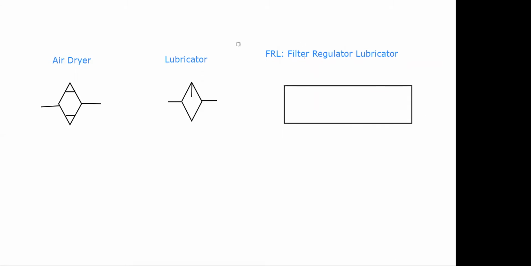Okay. So the first part is filter. Then what is the symbol for filter? The symbol for filter in FRL is like this. Then another is the regulator. The symbol which we are going to use for regulator is like this. And the third one is the lubricator. I already explained the filter and regulator.